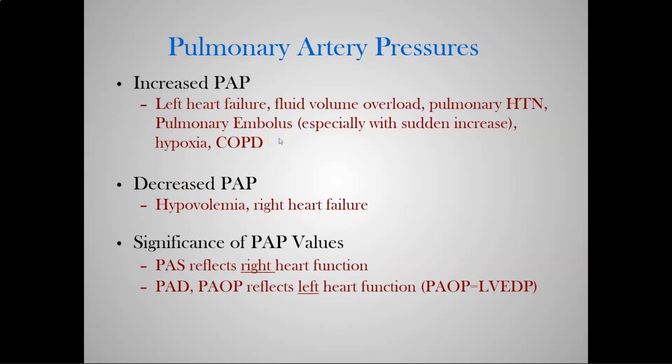And then we have our CVP, and that's 2 to 10. Okay. Increased pulmonary artery pressure. We definitely need to understand this. Left heart failure, fluid volume overload, pulmonary hypertension is a big one. Pulmonary embolus, we've talked about that briefly, and that one's going to be more of an acute onset versus the chronic onset we would see with pulmonary hypertension, fluid volume overload, or left-sided heart failure. COPD and hypoxia. Decreased PAP, think hypovolemia, absolutely, or right-sided heart failure, absolutely, okay? You must associate this, and this is what I want you to connect. Increased pulmonary artery pressure, think left-sided heart failure. Decreased PAP, think right-sided heart failure, okay?